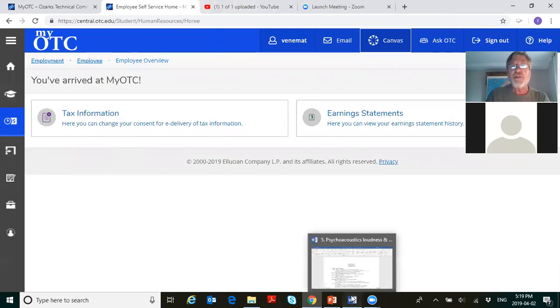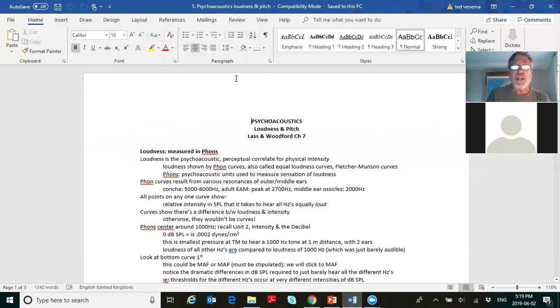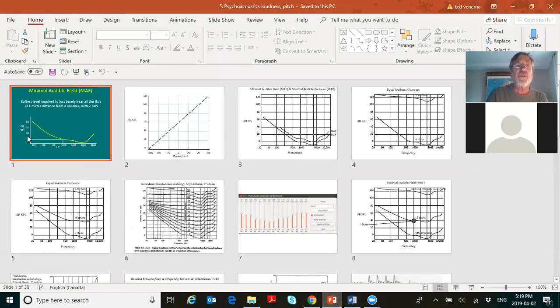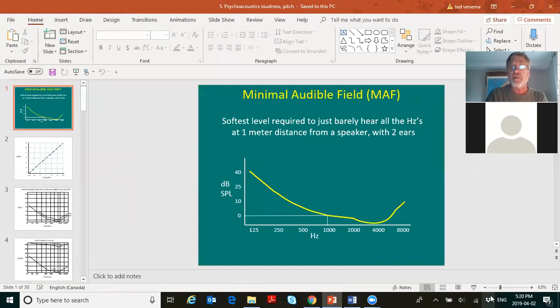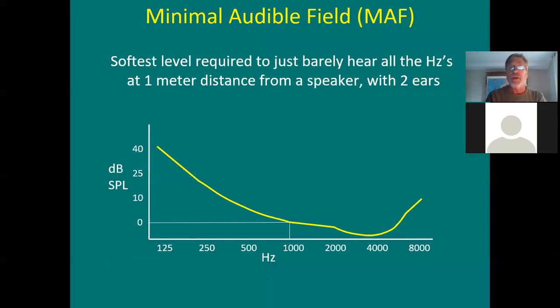All right, good stuff. Here we are back at our notes again. We're continuing from last time. We talked about minimal audible field last time, and that's the softest it took to hear all the different frequencies with one ear under a headphone. And if we take a look in our PowerPoints here, we'll see minimal audible field right here as it's blown up. And this is straight out of last week's material.